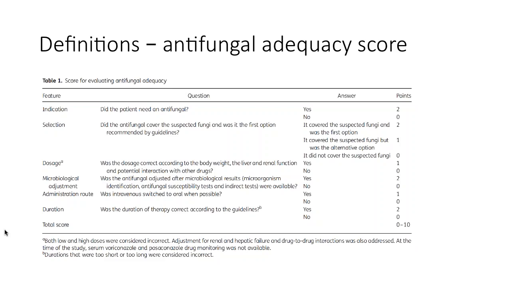They also included a microbiological adjustment, which is key when microbiology results like susceptibility testing were available: was the therapy changed or altered according to those results in a timely fashion? Was the route of administration appropriate, so timing of IV to oral switch? And was the duration appropriate? Towards the end of treatment, was it defined, and did they go longer or shorter? The total score was up to 10.